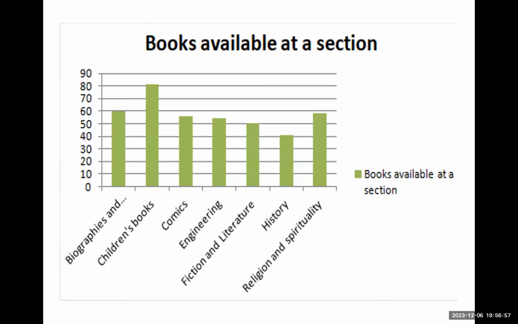Okay, I'd just like to buttress what the previous speaker mentioned. For the books available at the section, students went for more children's books. I feel the children's book is more explanatory through pictures and all. And as I said, the lowest was history.